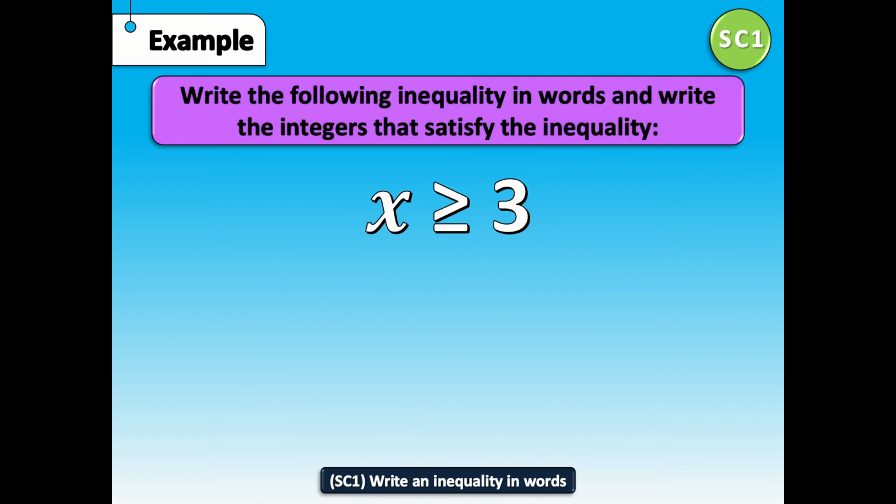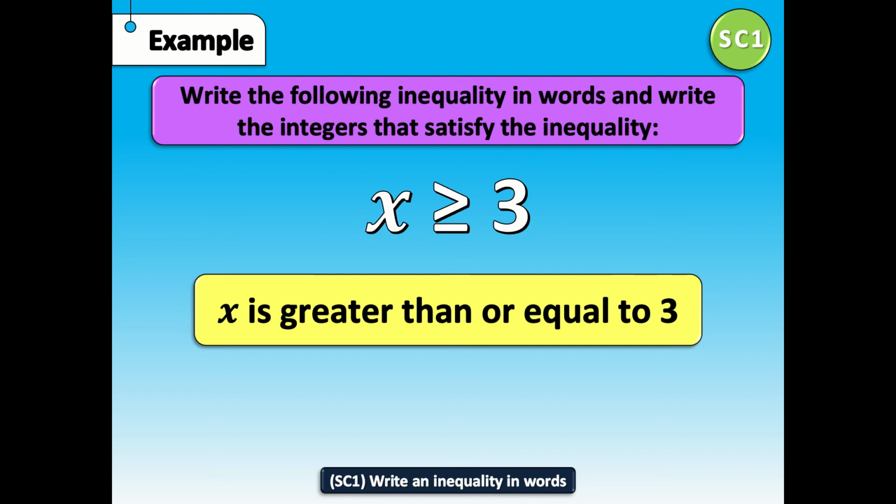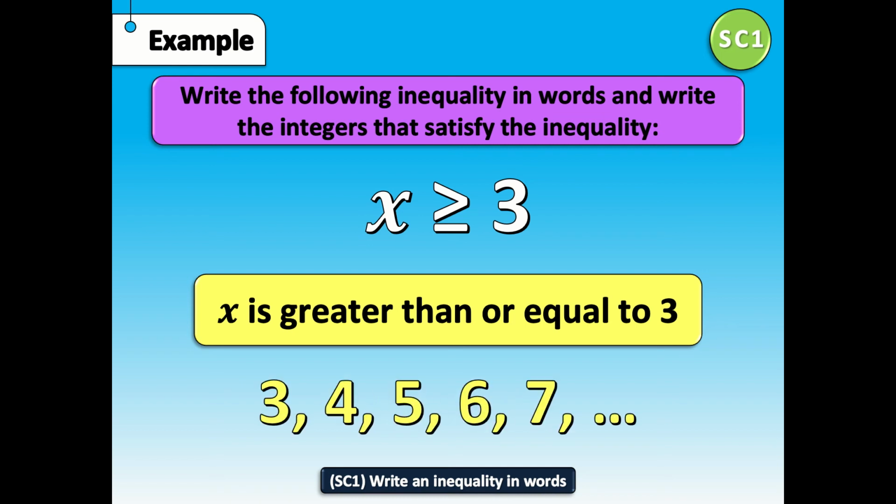For this one, we want to write this inequality in words and write down any integers that satisfy the inequality. So this inequality says x is greater than or equal to 3. This means that x can be 3, but it can also be any integer greater than 3 as well. So it can be 3, 4, 5, 6, 7, etc.